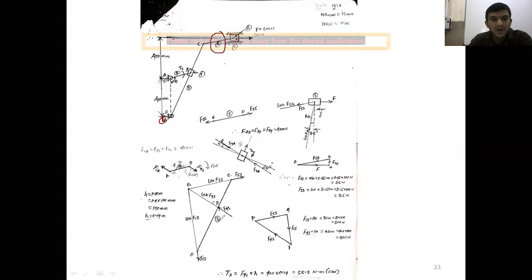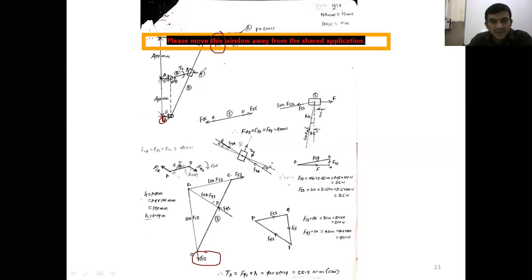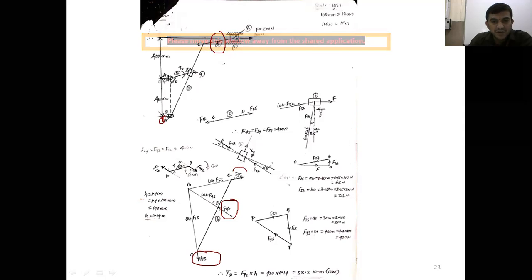Now it is subject to how many forces? Link 3 is subject to how many forces? You can see here at hinge O, the force transmitted from link 1 on link 3 is F13. The force transmitted from link 4 on link 3 is F43. At hinge B, the force transmitted from link 5 on link 3 is F53.